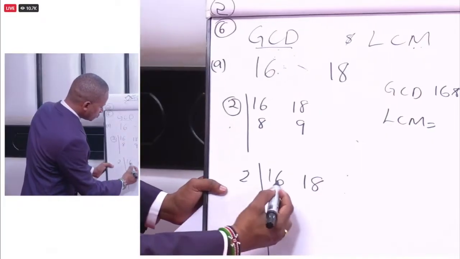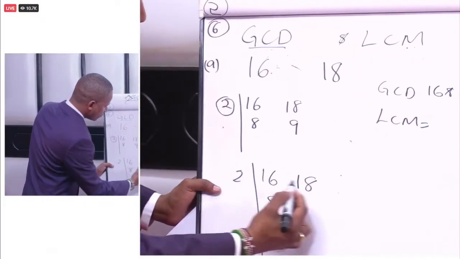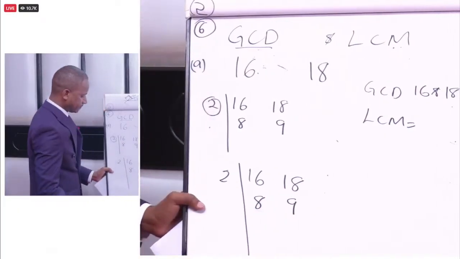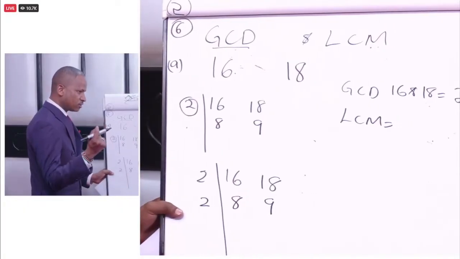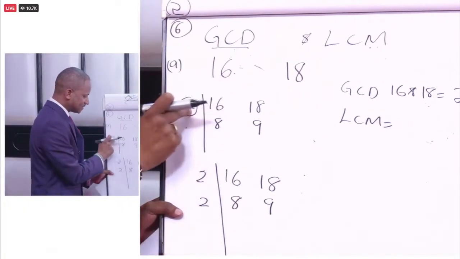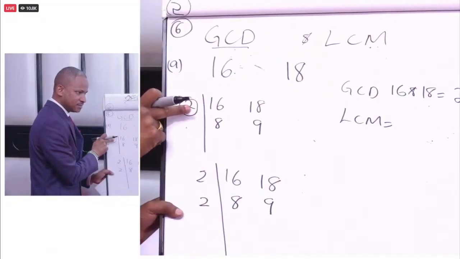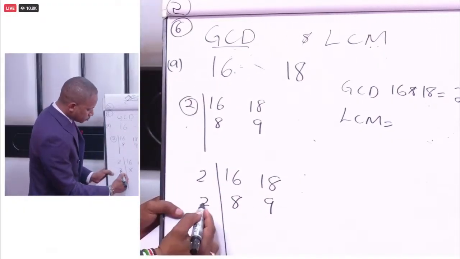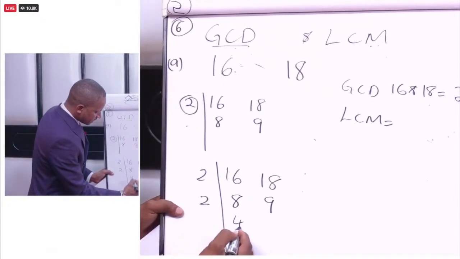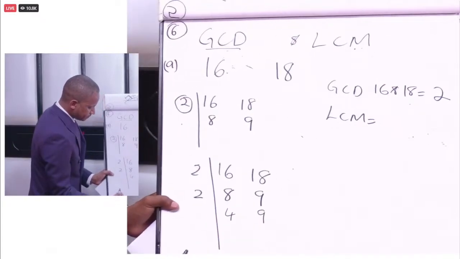So 2 goes into 16 8 times, goes into 18 9 times. 2 again. Remember, we want the least common, not the greatest. The greatest is a GCD, that's why we stopped at this. But the least, you go up to the least number. So 2 goes into 8 4 times. You drop 9 down. Then 2.